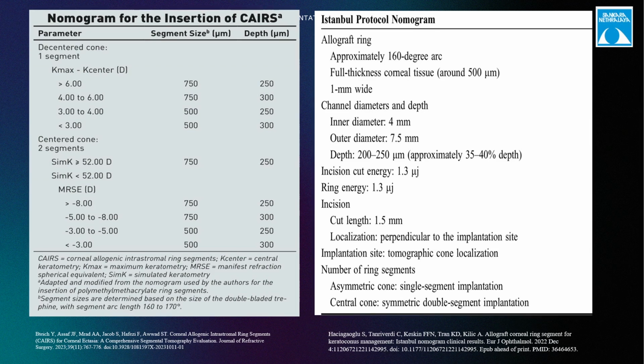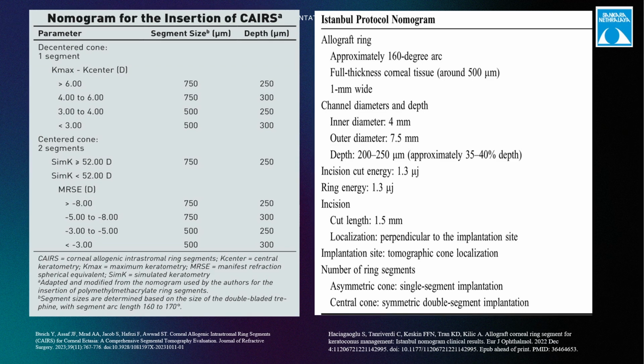They have also given us channel diameters and depth. So these are the channel diameters and depth which are created by the femto laser. The inner diameter will be 4 mm, outer will be 7.5. The depth is 200 to 250 for this nomogram. The incision cut energy they are using is 1.3 microjoules and the ring energy that they are using is the same. The incision cut length also is different, localization is also different.